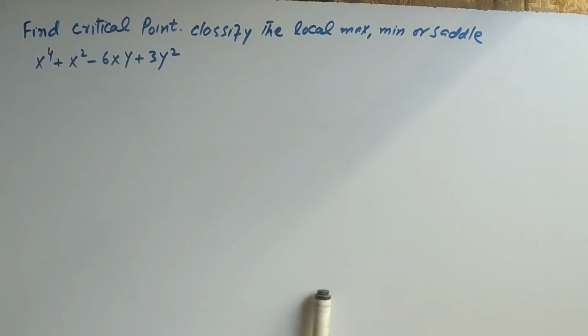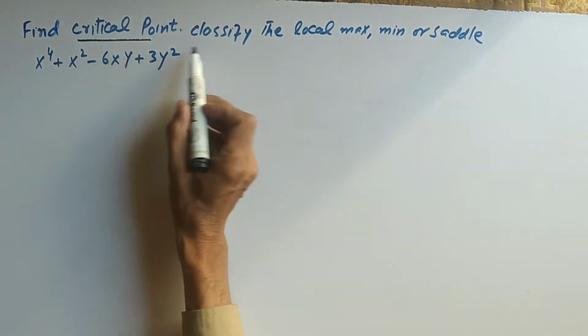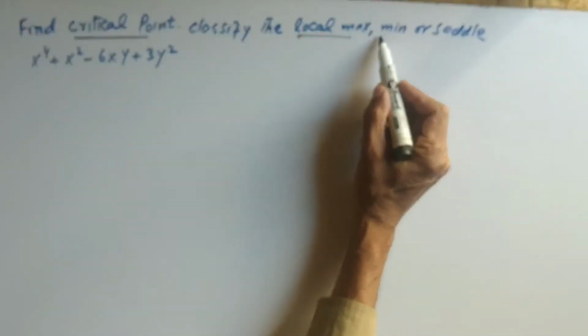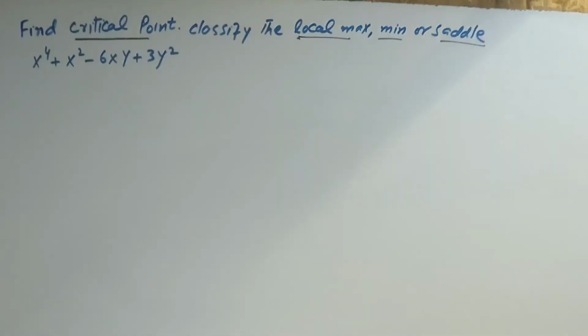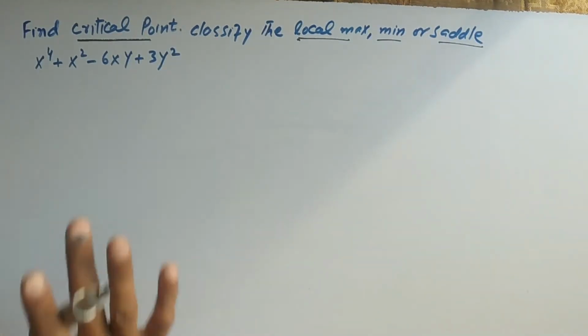In this video, we just have to find out the classical critical points first of all. Then we will have to find out whether they are a local maximum, local minimum, or a saddle, or an indefinite point. So the given question is there.